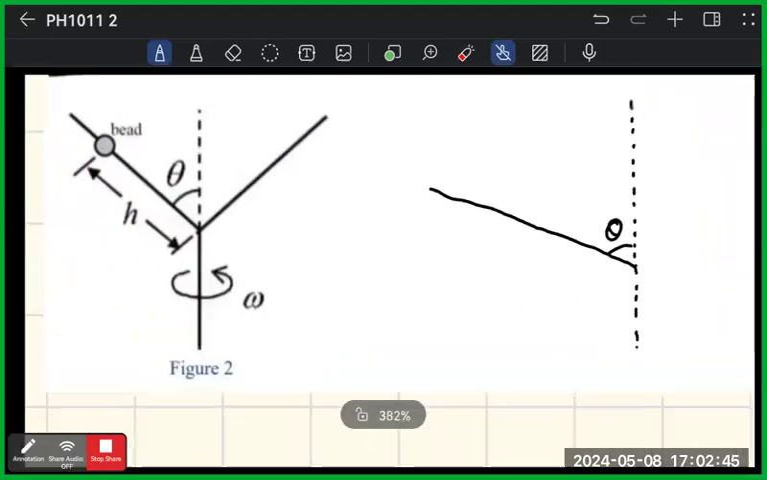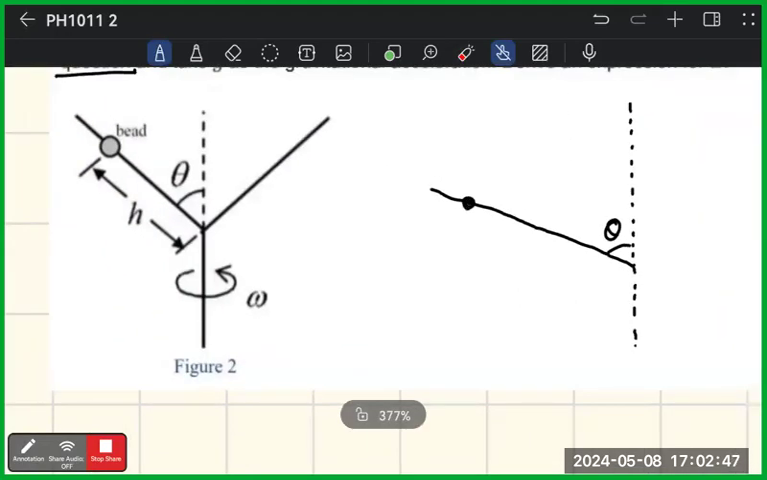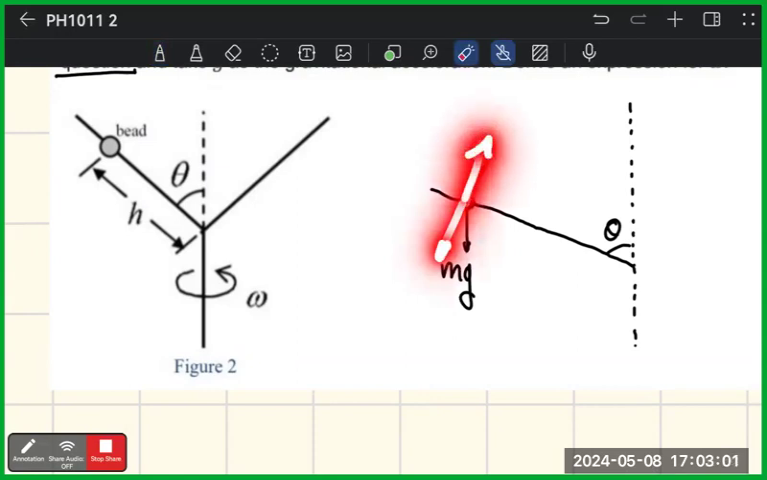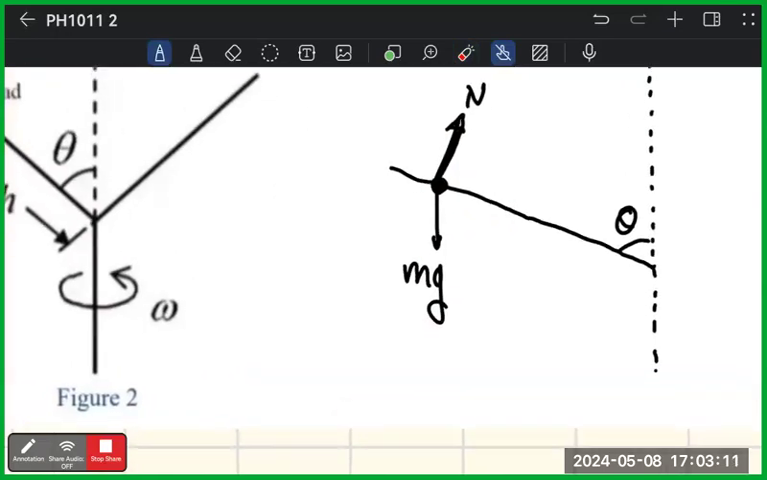This angle is theta, right? This is the bead, and the bead has weight, of course, which is mg, and it has a normal force. It can go either here or in this direction. Either way it's okay to choose any, because if your assumption is wrong, the value of the normal force will be negative. So whatever.